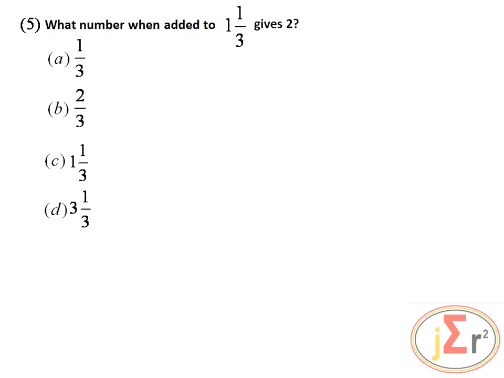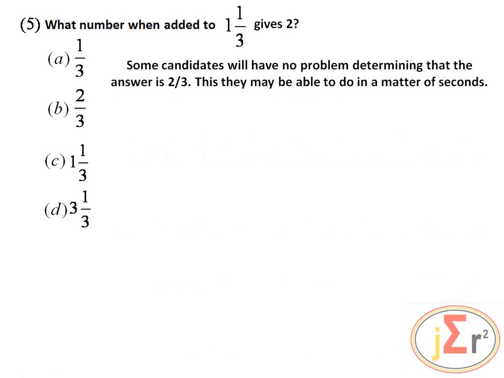What number, when added to 1 and 1/3, gives 2? We need to know what number may be added to 1 and 1/3 in order that the result is 2. Some candidates will have no problem determining that the correct answer is actually 2/3. This they may be able to do in a matter of seconds. 2/3, just like that.